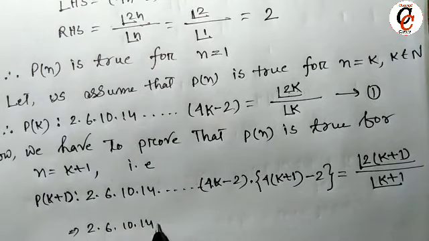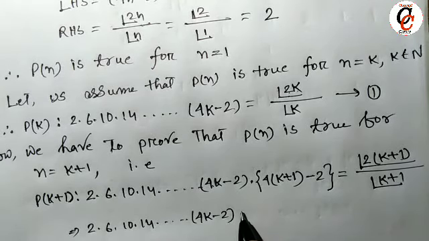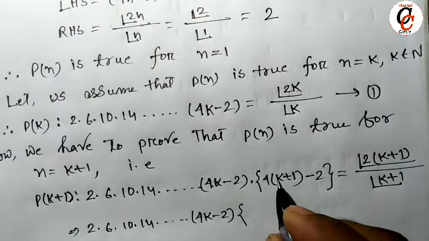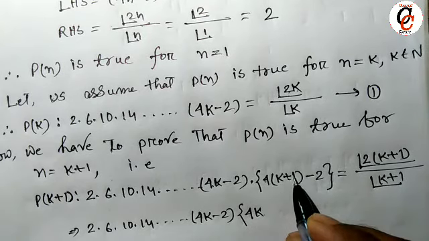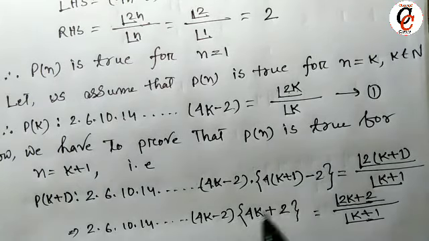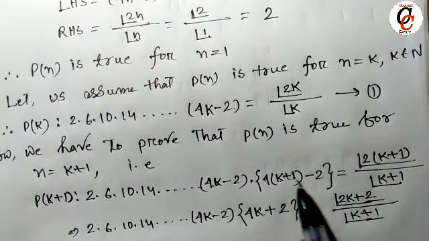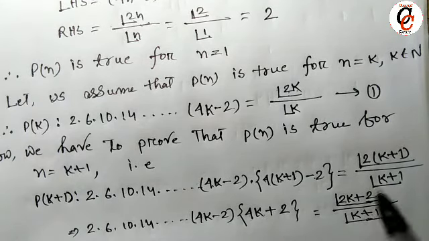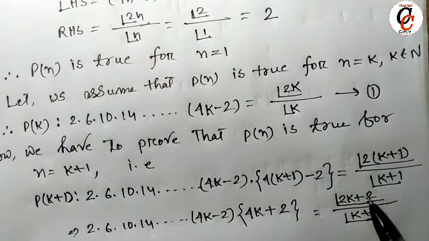2.6.10.14 up to 4k minus 2. Here if we break it, 4 into k, 4k. See carefully. 4 into k, 4k. 4 into 1, 4, and minus 2. That means 4k plus 2. How does it become? 4 into k, 4k. 4 into 1, 4, plus 4 and minus 2 is there, so plus 2. Here 2 into k, twice k, plus 2 into 1, 2, and k plus 1.